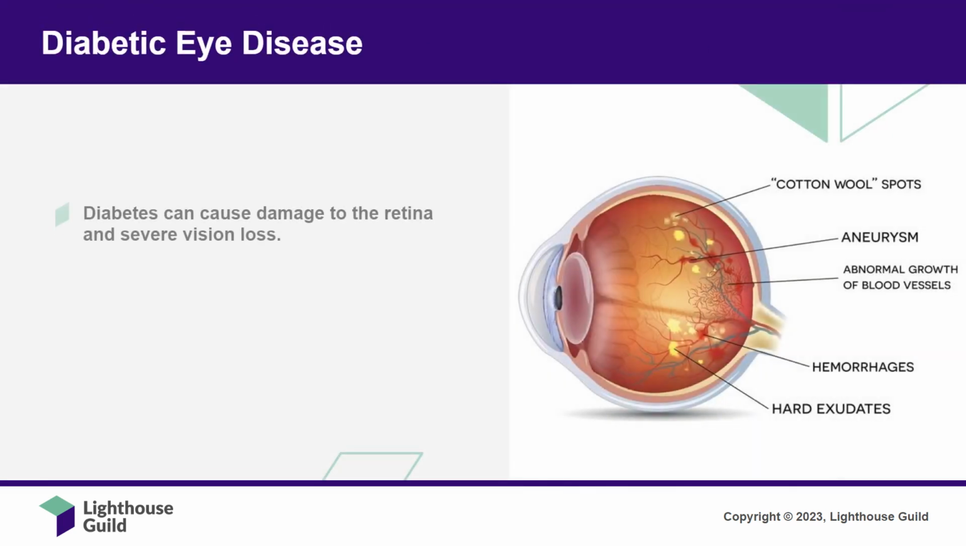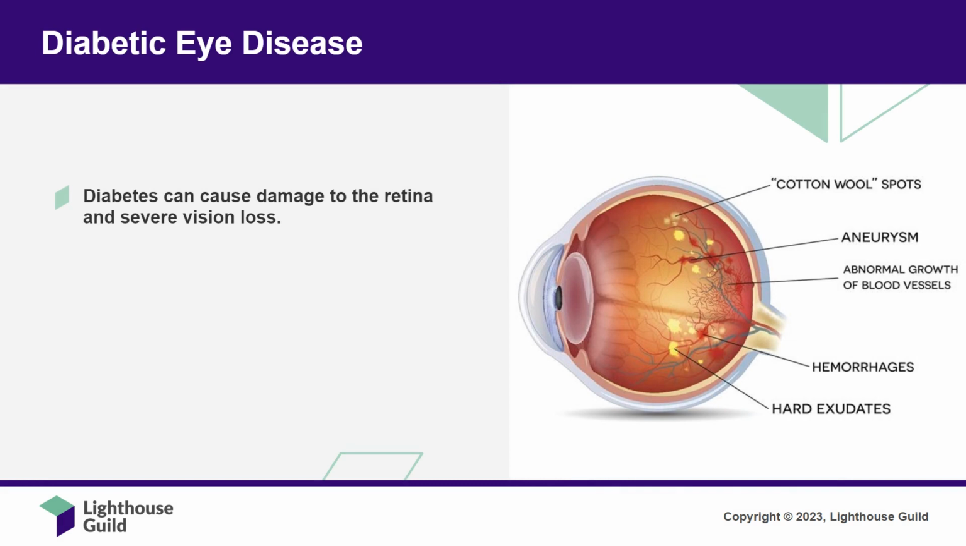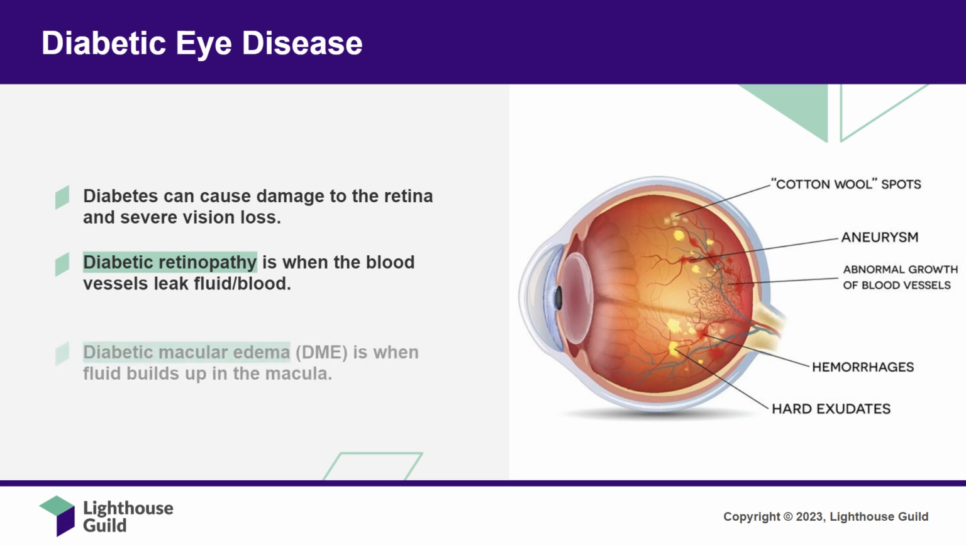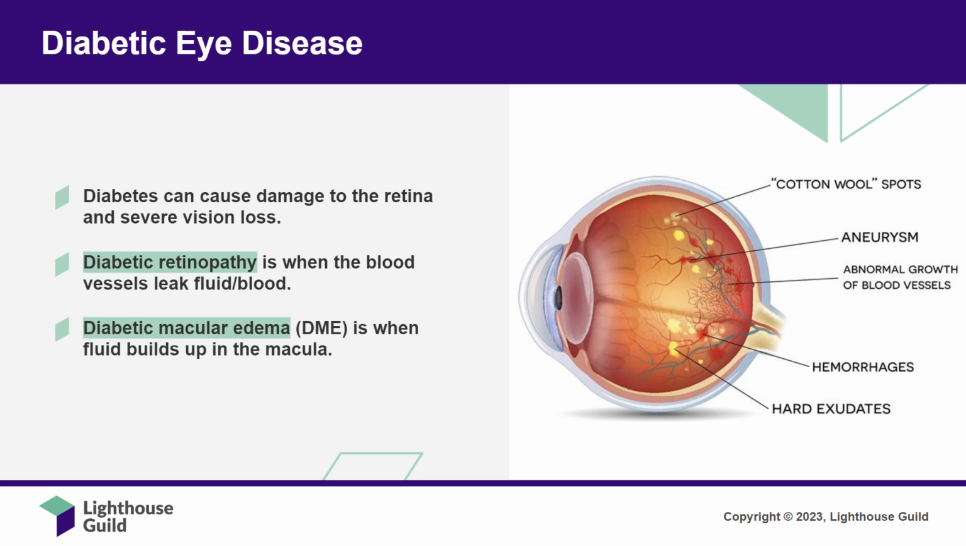Diabetic eye disease. Diabetes, especially when it's not well controlled, can cause damage to the retina and result in serious vision loss. Eye diseases related to diabetes include diabetic retinopathy, in which blood vessels in the retina leak fluid or bleed, distorting vision, and diabetic macular edema, or DME, in which there is a buildup of fluid in the macula, the center part of the retina.